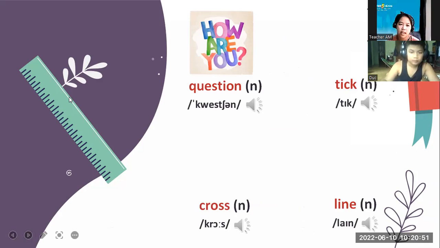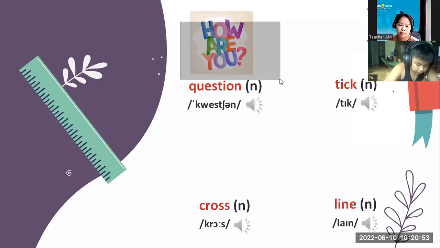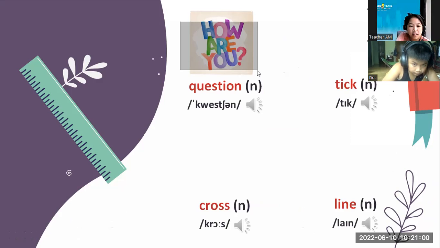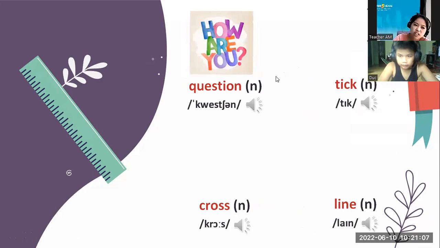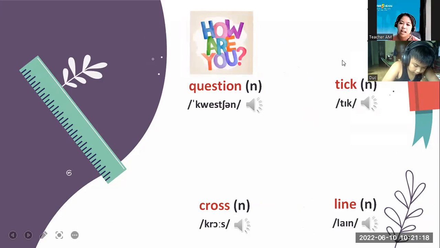So now, we have here question. Kindly read the question. Kindly look at the picture. Can you please read this? How are you? Okay, so this is a question. How are you? Another question. What's your name? How old are you? Where do you live? Who's your friend's name? What's your mother's name? Okay, so those are examples for question. Next, we have tick. Question. Tick.